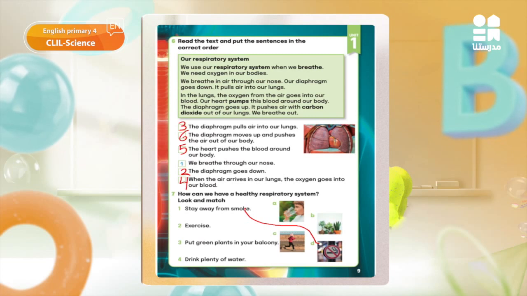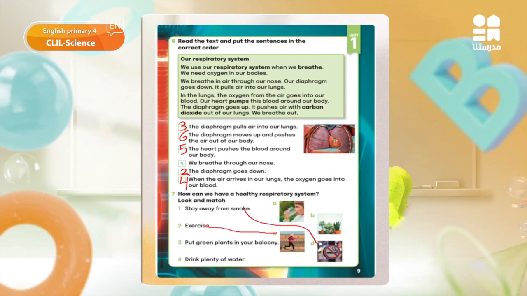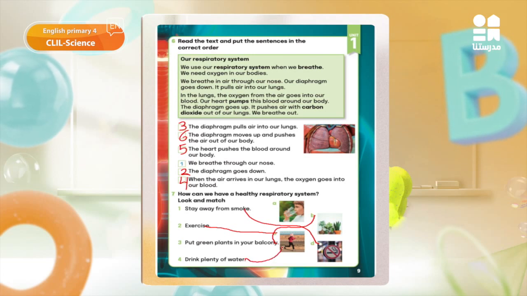Okay, number 2, exercise. Great, it's with letter C. And the next one, put green plants in your balcony. Okay, yeah, exactly. Letter B. And the last one, number 4, drink plenty of water. Plenty means a lot of water. Okay, yes, exactly, with letter A. And that's it. Thank you.